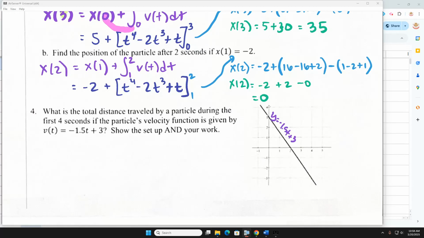All right, so if I wanted to just find the displacement, I would just use this function. But I want to find the total distance, so I need the absolute value of this function. And so if it is above the x-axis, then we're fine. But when it's below, we actually kind of flip it up.